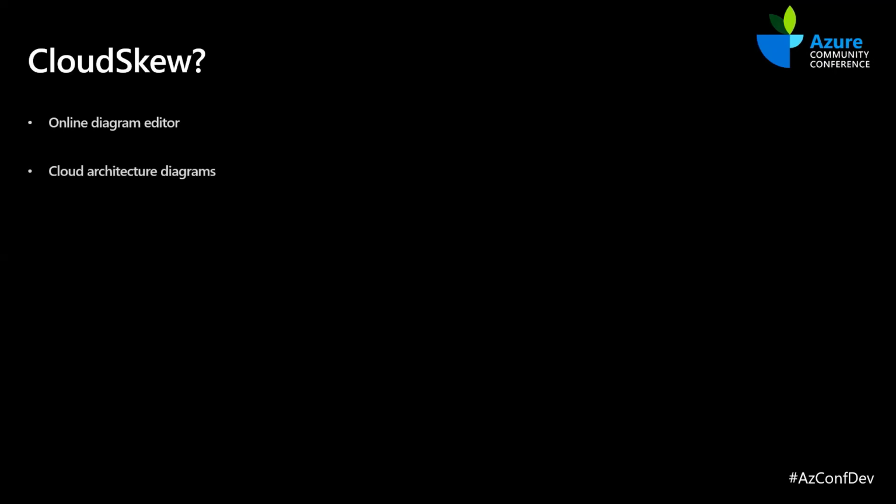CloudSkew is constrained to mostly cloud architecture diagrams, which means you can't do UML diagrams with it, or mind maps and hierarchical diagrams. We stick to simple cloud architecture diagrams for Azure, AWS, GCP, Kubernetes, Oracle Cloud, Elastic Cloud, and those such types of diagrams. It's free, so feel free to use it however you like.